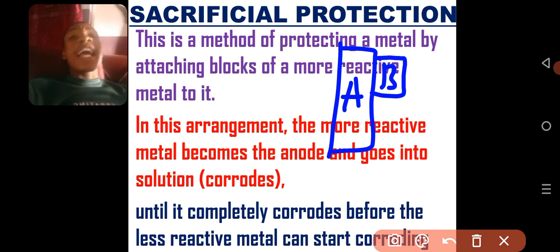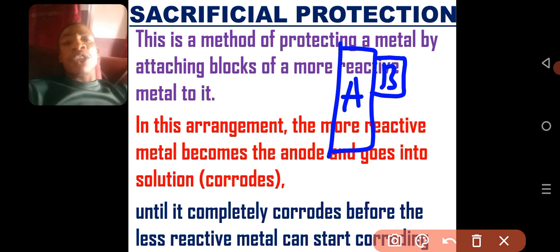So in this case, what are you doing? You are sacrificing the textbook to protect the certificate. This is called sacrificial protection. You are sacrificing one thing to protect the other one. So that's also what happens in sacrificial cathodic protection. You are protecting the cathode by sacrificing the anode. So when it says cathodic protection, you are protecting the cathode, which is the less reactive metal, by sacrificing the anode.